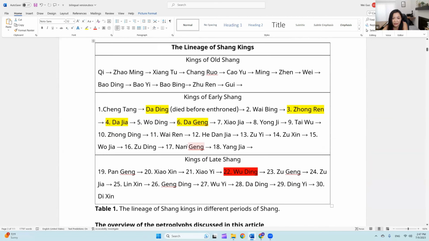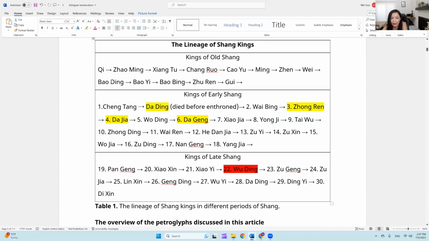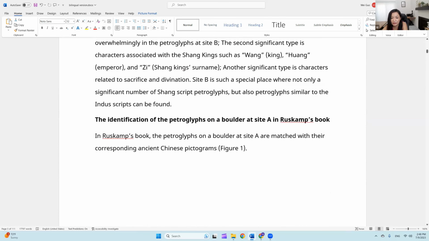Let's look at here. Bao Ding, Bao Yi, Bao Bing. These 3 Bao are exactly this character. Bao Ding, Bao Yi. So this character is not only a secret vessel used in the worship ceremonies in the Shang Dynasty. It is also the character in 3 kings' titles in old Shang, not early Shang. Old Shang means the Shang prior to the establishment of Shang Dynasty.